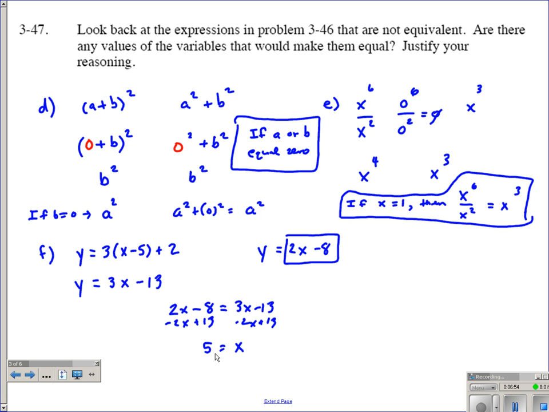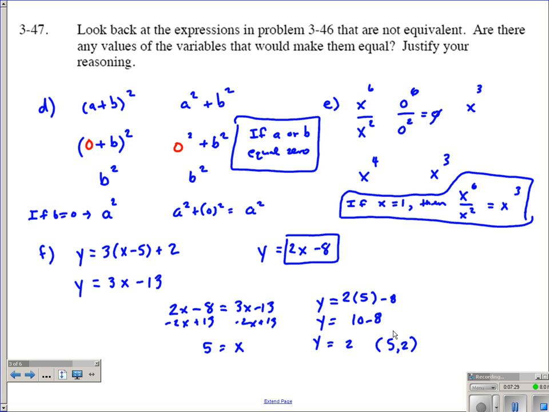So let's take our 5 and plug it back in. And remember, it doesn't matter which one you plug it into in a system of equations, but you can always check by using the other one. So y is going to equal, and I'm going to plug it in right here, 2 times 5 minus 8. 2 times 5 is 10. We're going to have 10 minus 8. So we get y equals 2. So we're saying here that the point (5, 2) is a solution to this equation on the right.